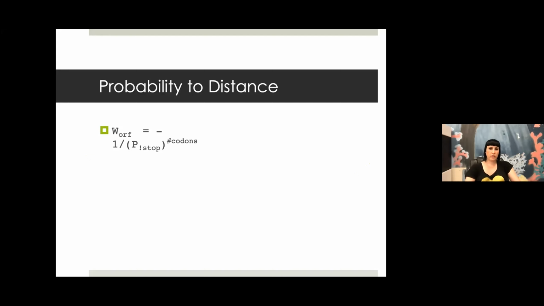So I still need equations for calculating the overlap and gap connections. And in order to keep them scaled to the ORF distances, I use the same P not stop exponentiated by the number of bases, except here I make them positive so that they're always positive distances. They're always kind of unfavorable. You have to go that distance to travel it.